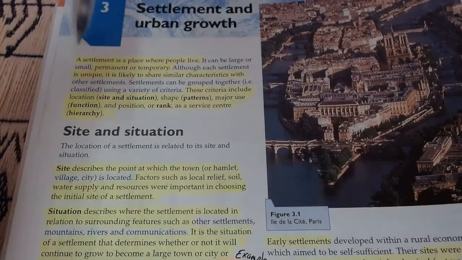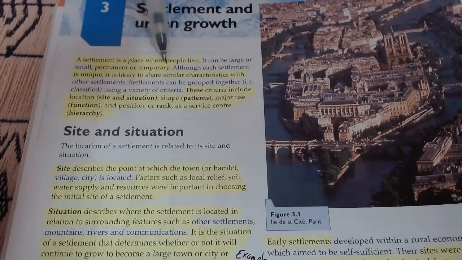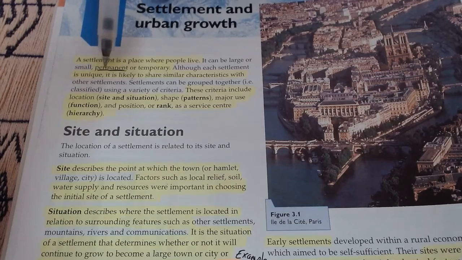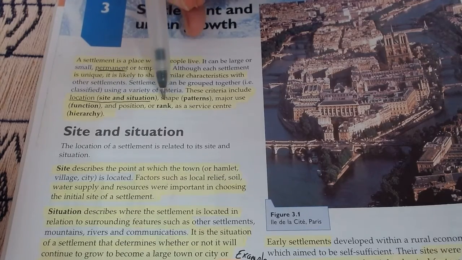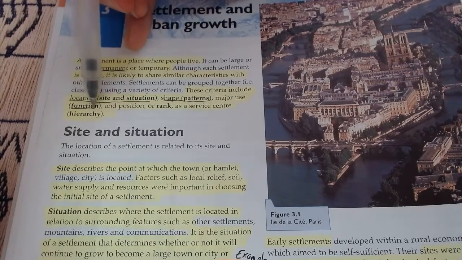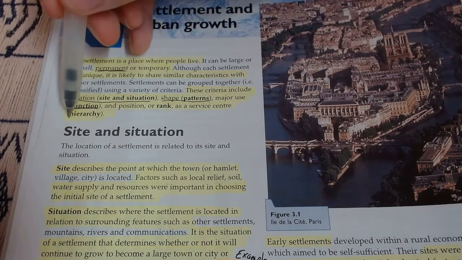All right, so a settlement is a place where people live, first of all, very simple. It can be permanent or temporary, but more often than not, they're becoming permanent. Now, each settlement is unique, but it's likely to share some similar characteristics with others. So the criteria we're going to look at over this lesson and the next one or two is the location, site and situation, shape and pattern, there's only 3 real patterns, and then the function. Function is very important. What is the actual use? What is the major function of different settlements? And its hierarchy.